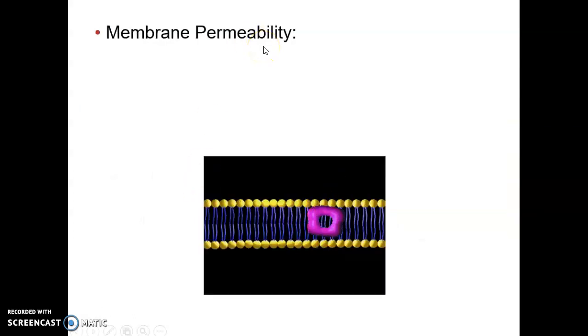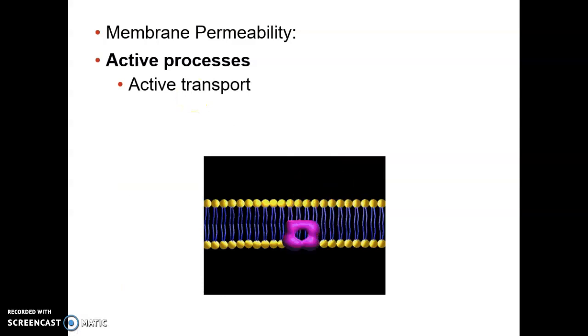So continuing with membrane permeability, let's look at active processes. Processes that would move a substance, in this case this red molecule, across the plasma membrane, but energy is required in the form of ATP. So one process is called active transport. This membrane protein in purple is able to latch on to some substance and move it across the plasma membrane, but it's using ATP energy to do this. So this is an active process, active transport.